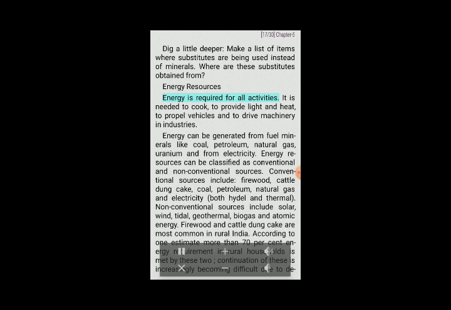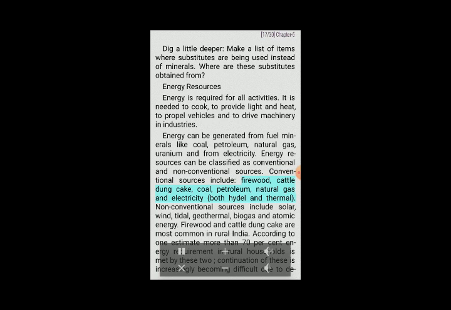Energy resources. Energy is required for all activities. It is needed to cook, to provide light and heat, to propel vehicles, and to drive machinery in industries. Energy can be generated from fuel minerals like coal, petroleum, natural gas, uranium, and from electricity. Energy resources can be classified as conventional and non-conventional sources.